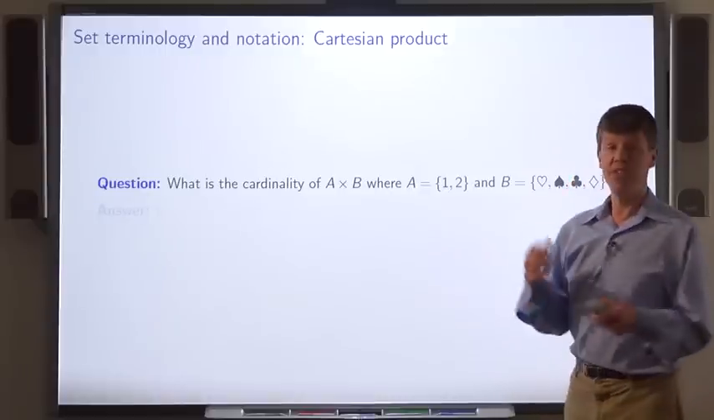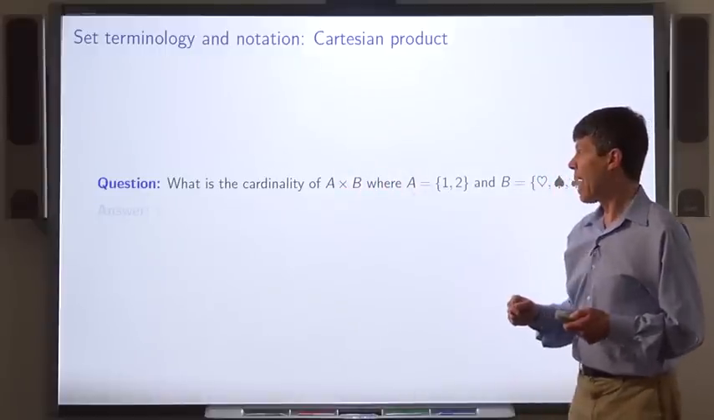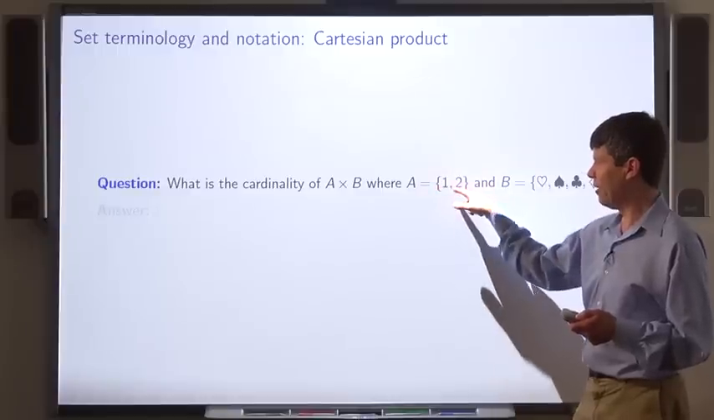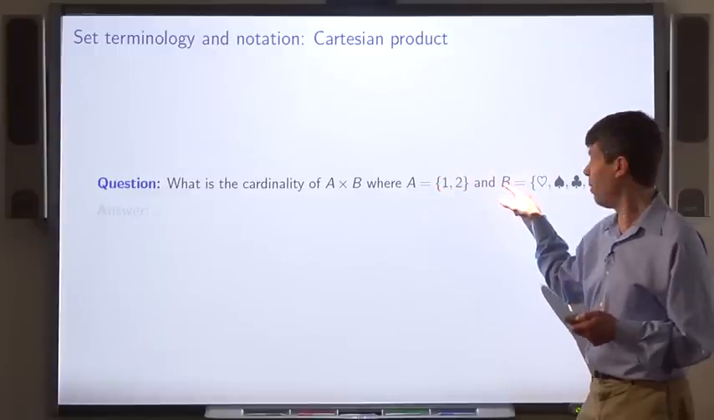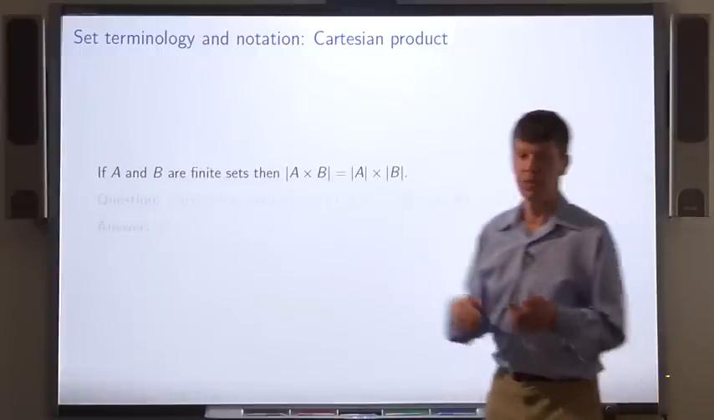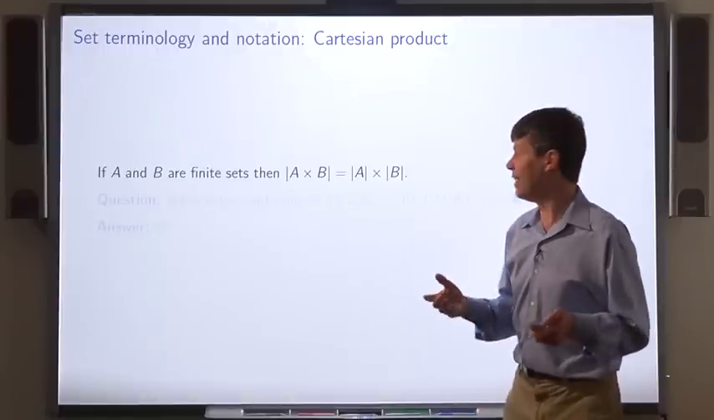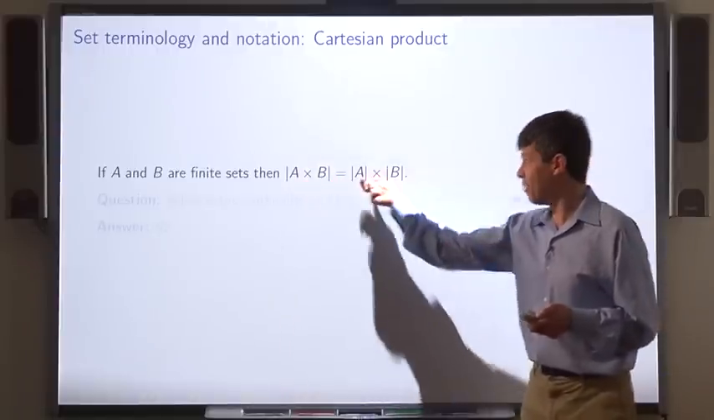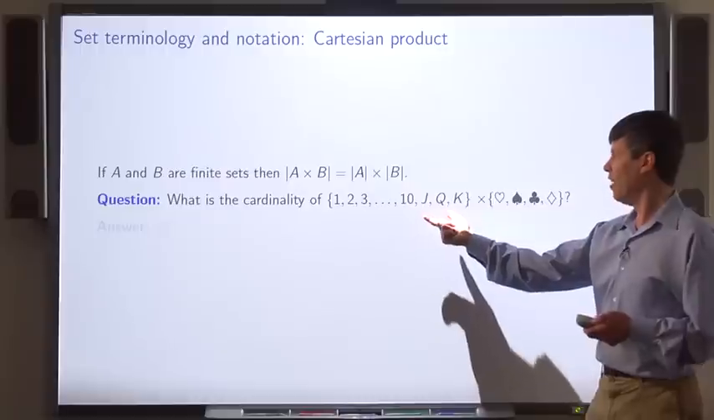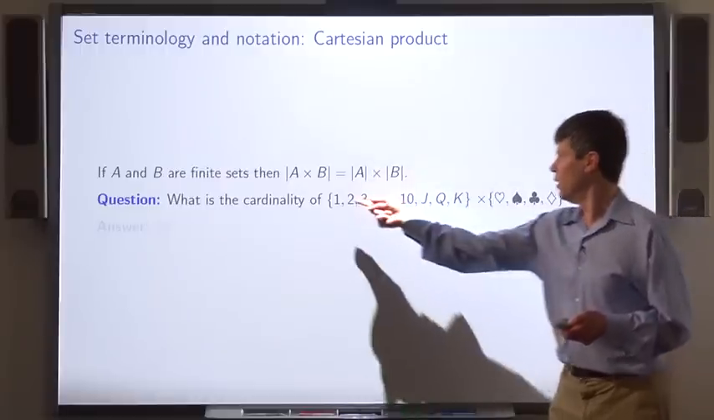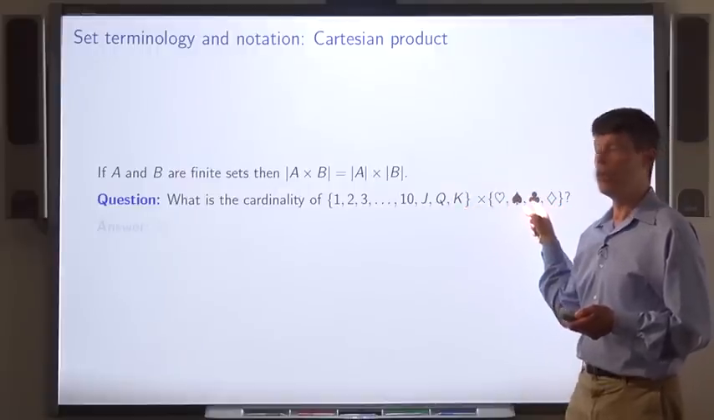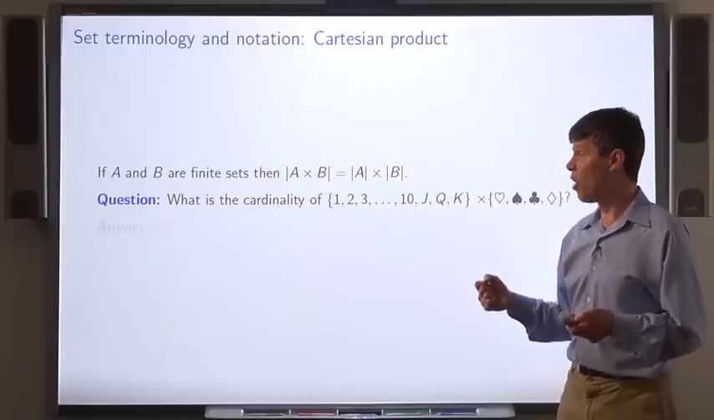So for example, what's the cardinality of the Cartesian product of A with B in this case? Well, we have two choices for the element of big A and four choices for the element of big B, so we end up with 8 in total. There's a simple rule that if A and B are finite sets, the cardinality of the Cartesian product is the product of the cardinalities of the two sets. Using this, what's the cardinality of this Cartesian product? There are 13 elements in this set and 4 elements in this set. So the cardinality of the Cartesian product is 52.